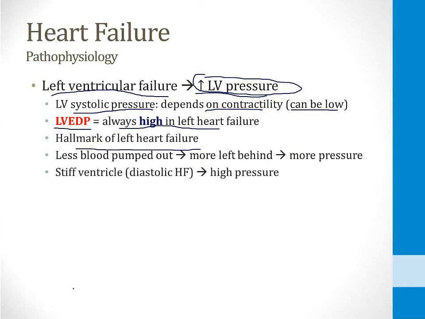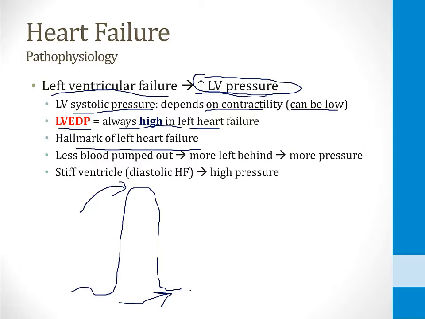Remember from Wigger's diagram that the pressure in the left ventricle goes from a low value of about 10 or so up to a peak of about 120 or so, and then back down to 10. This peak of 120 depends on the contractility of the ventricle, and in some forms of heart failure, it can become low. However, this end diastolic pressure, this low pressure inside the left ventricle, always rises in all forms of heart failure. In fact, it can go from a normal value of 10 up to as high as 30 or 40 or even 50 millimeters of mercury.